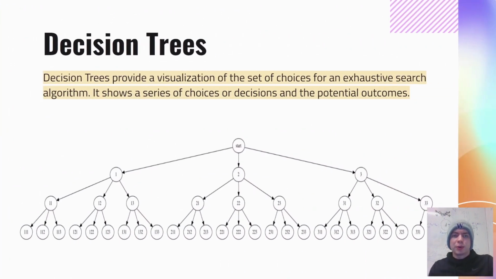Decision trees are a tool we can use to help with visualizing exhaustive search, where it's a diagram that represents a set of choices of an exhaustive search algorithm. And it shows a series of choices or decisions and the potential outcomes. So for this example, this decision tree represents an exhaustive search, which prints out all strings of length 3 containing only 1s, 2s, and 3s. And at each stage, we can either add a 1, a 2, or a 3 to the string we're building up. And this repeats all the way until our string is length 3.